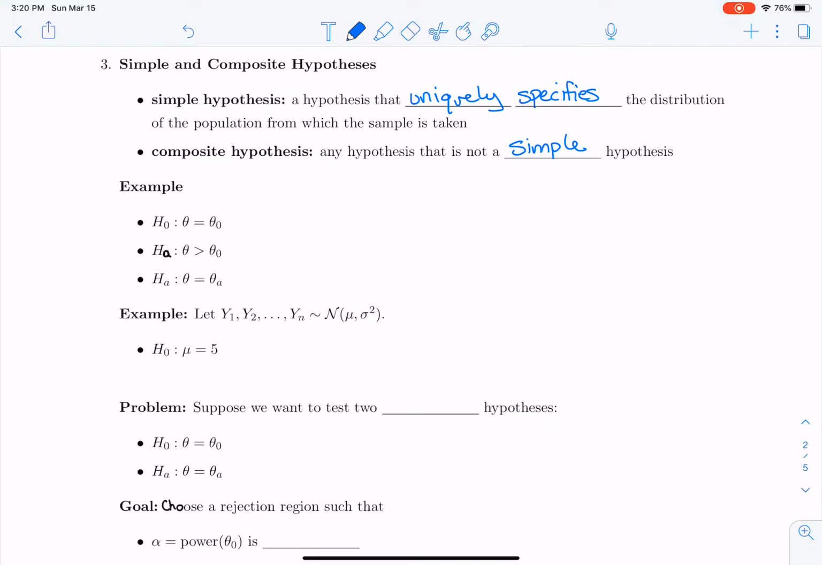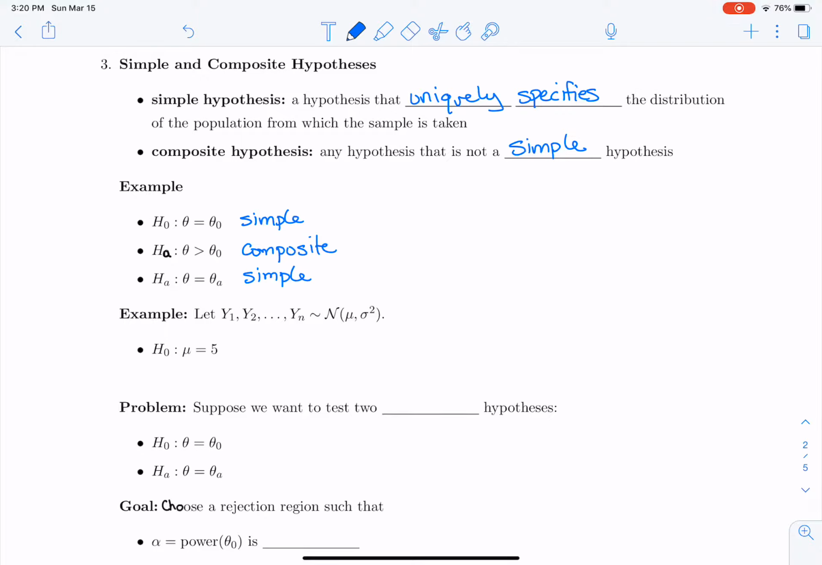So we could consider a null hypothesis, theta equals theta 0, and that hypothesis would be simple as long as theta sub 0 specifies the distribution of the population. But the alternative, theta is greater than theta 0, would be composite because theta could be any number of values greater than theta 0, and so we do not uniquely specify the distribution. The alternative instead, that theta equals theta a specific alternative, would be simple.